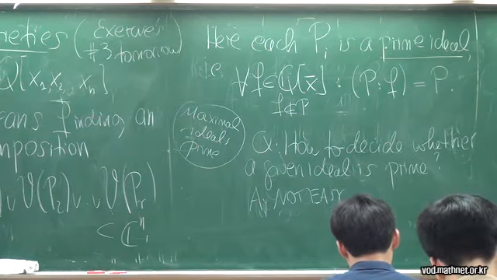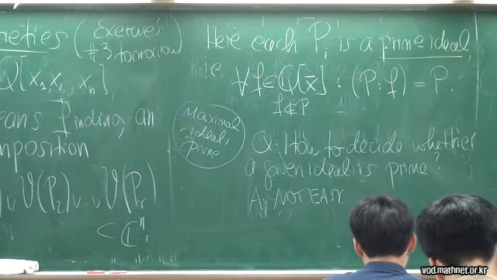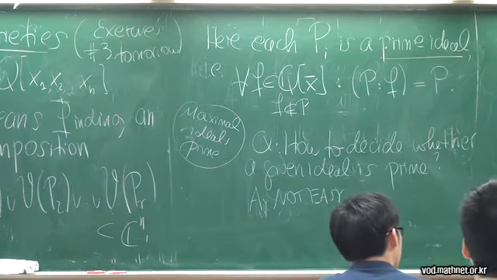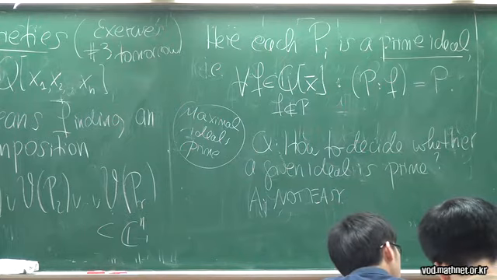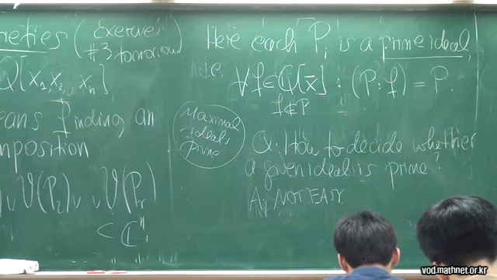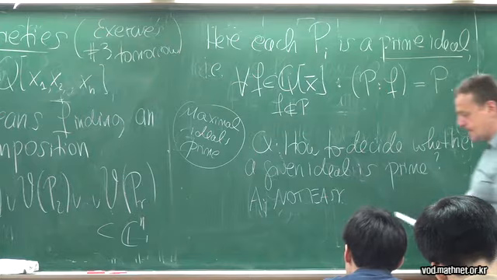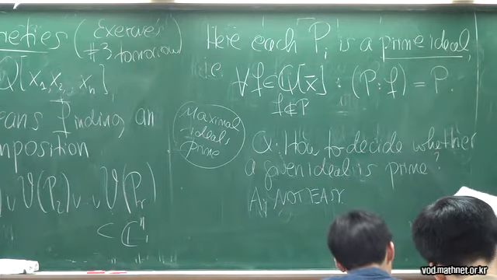There's a built-in command in Macaulay 2 called isPrime, which comes back with either true or false or doesn't terminate, usually the last. Okay? So it's not an easy thing to check whether a given ideal is prime. Okay? But sometimes, here are some examples.